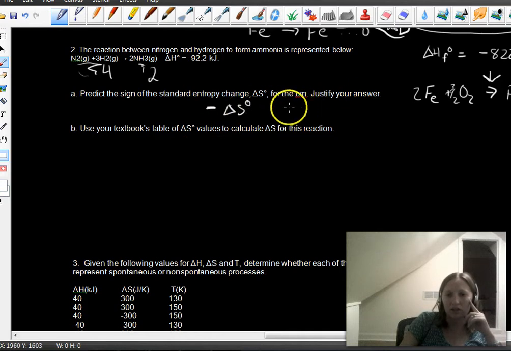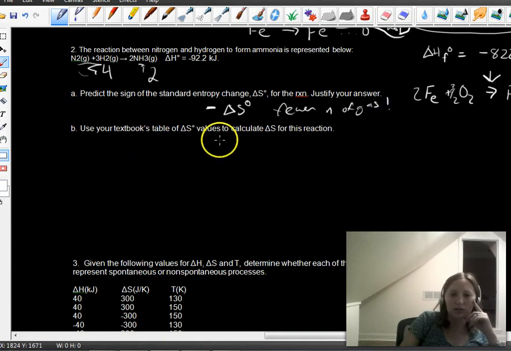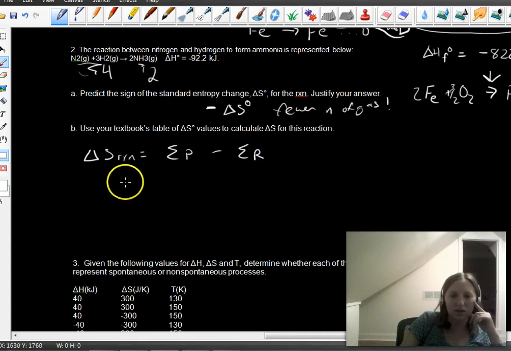So to justify my answer, there are fewer moles of gas. All right, use your textbook's table of delta S values to calculate delta S for this reaction. So we've got delta S for the reaction is equal to the sum of the product S's minus the sum of the reactant S's. So delta S of reaction.